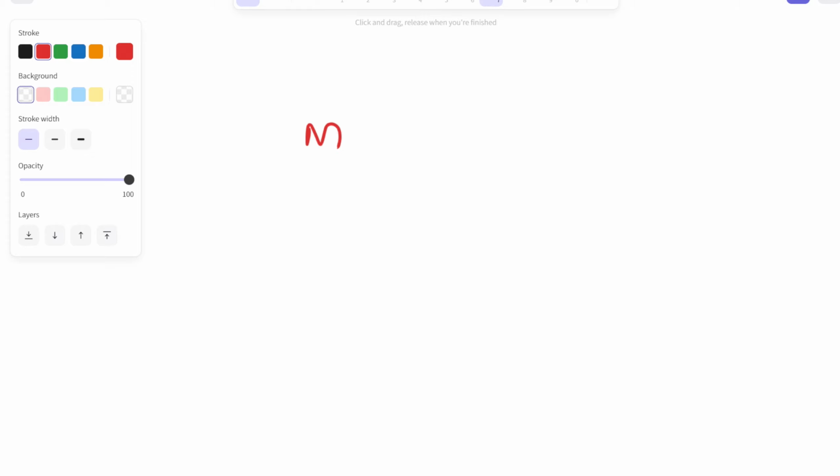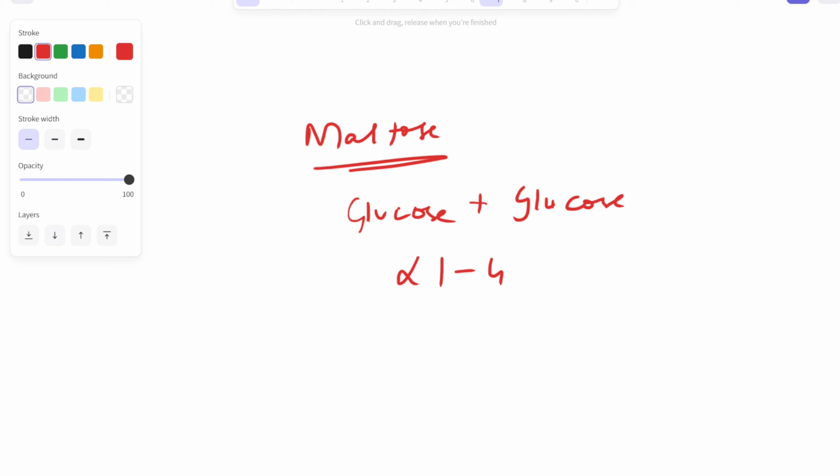Next one is maltose, or malt sugar. This is glucose alpha 1,4 glucose. It is again a reducing sugar. It's often an intermediate product when starch is broken down during digestion. Think of it as a stepping stone from complex carbs to simple glucose.